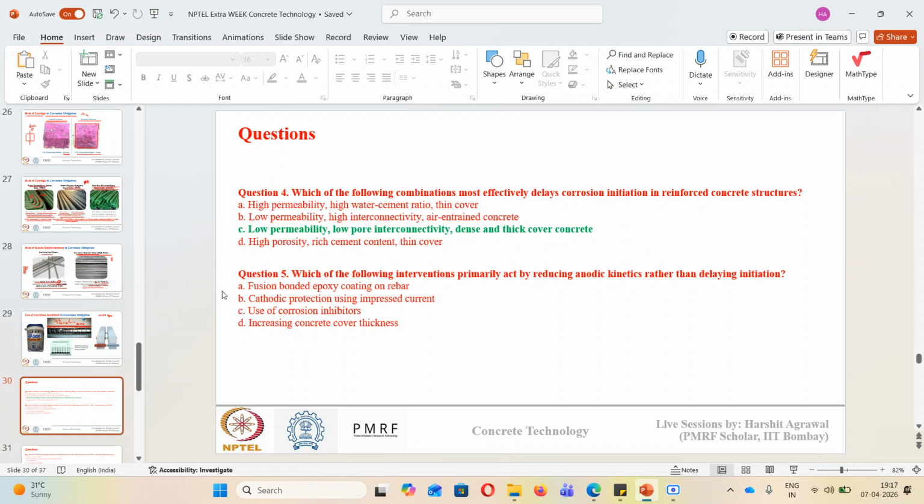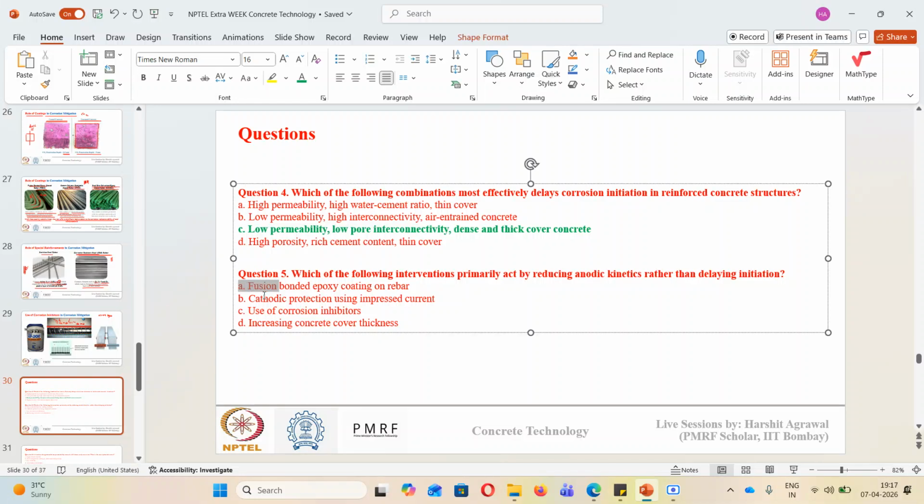Question number 5. Which of the following interventions primarily act in reducing anodic kinetics rather than delaying initiation? Okay, so there are four methods that have been mentioned here. Which method will reduce the rate of the anodic reaction? That I want to know. So there can be multiple right answers.